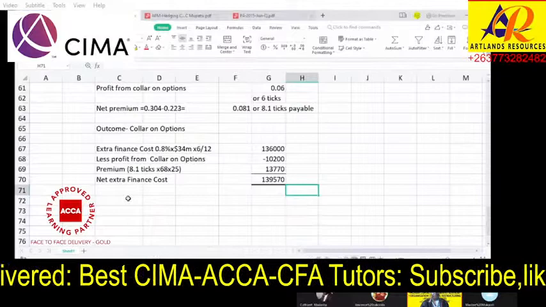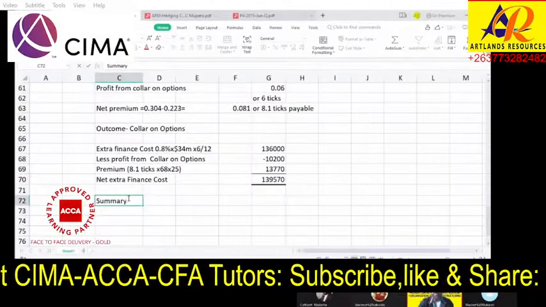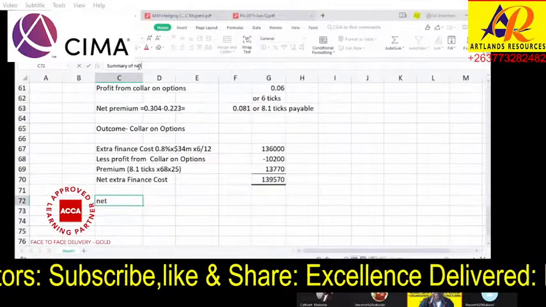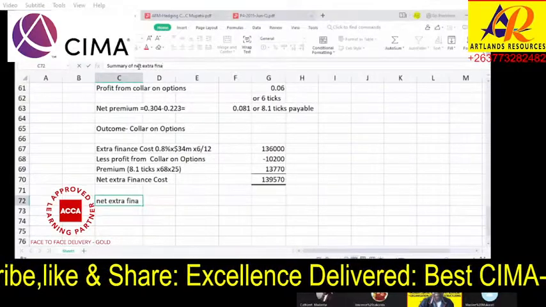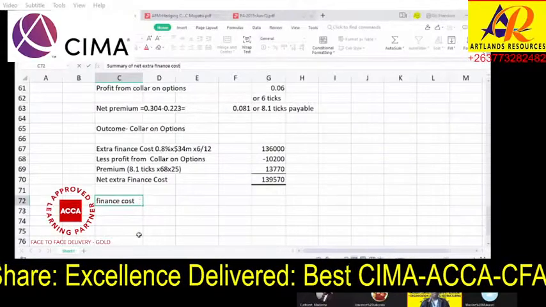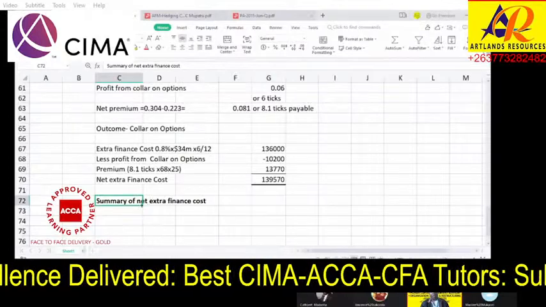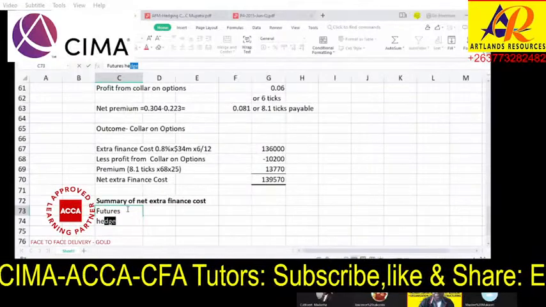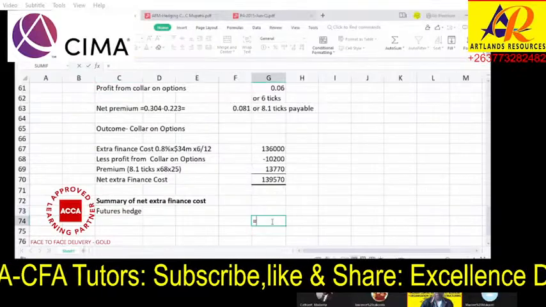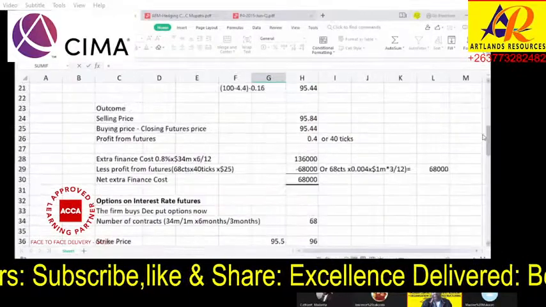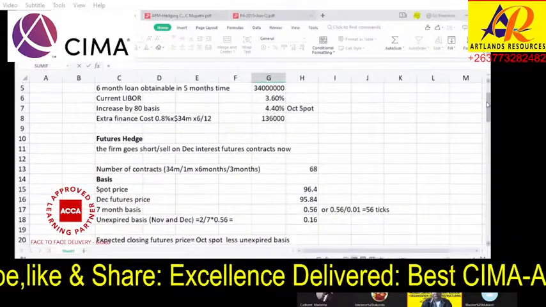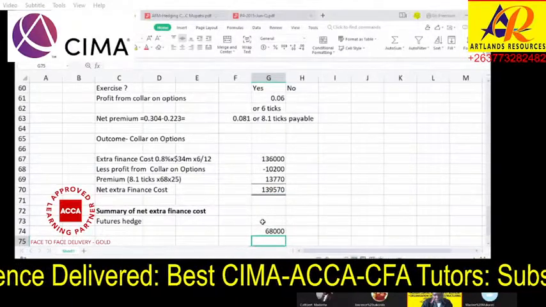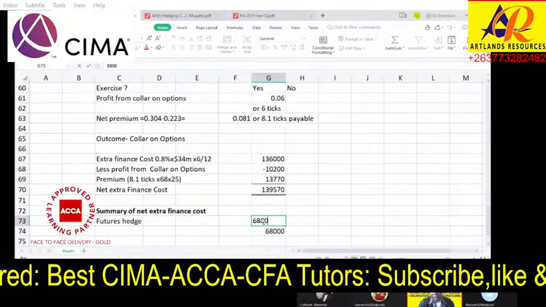So if you want now to advise someone, because the CEO wants to know which one is the appropriate hedging method, this is a summary of net extra finance cost. You now want to advise. So you now say futures hedge. If you use interest rate futures, the net extra finance cost, we calculated it and it came out to be 68,000.